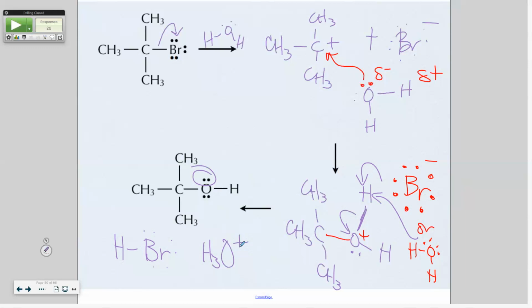Okay. Step 1, make the carbocation. Step 2, nucleophile add. Step 3, deprotonate. Those are your 3 steps. Sometimes you have that deprotonation step depending on what your nucleophile is.